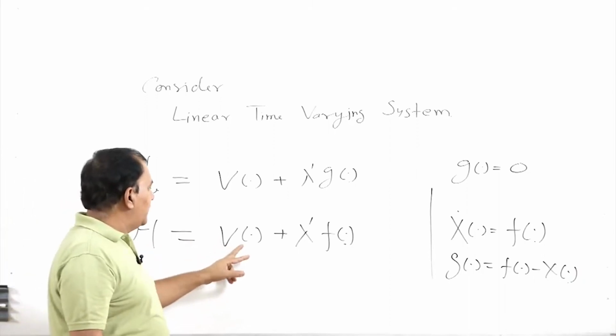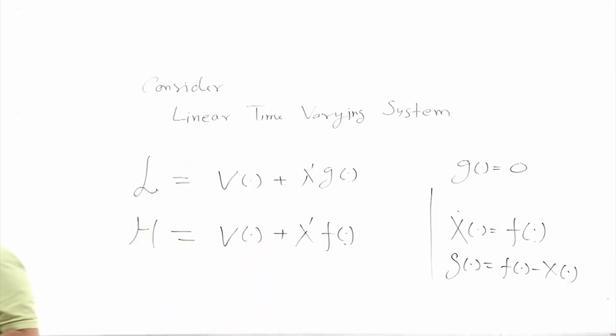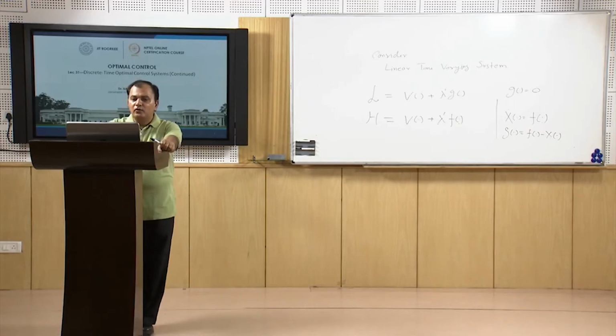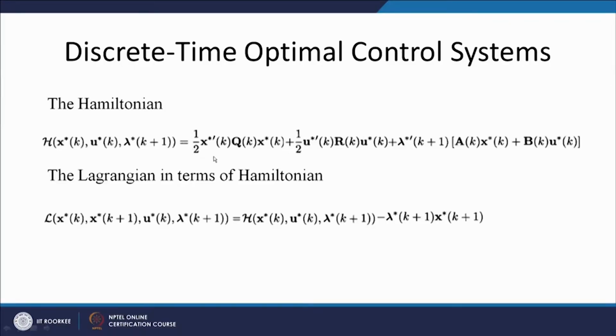So, here we take V dot plus lambda prime f, and what are my V and lambda prime, if we see. From my performance index, my first two terms, half of x prime Q x plus half of u prime R u, this is my V, plus lambda prime k plus 1, and this is my f, A k x k plus B k u k. So, this defines my Hamiltonian.